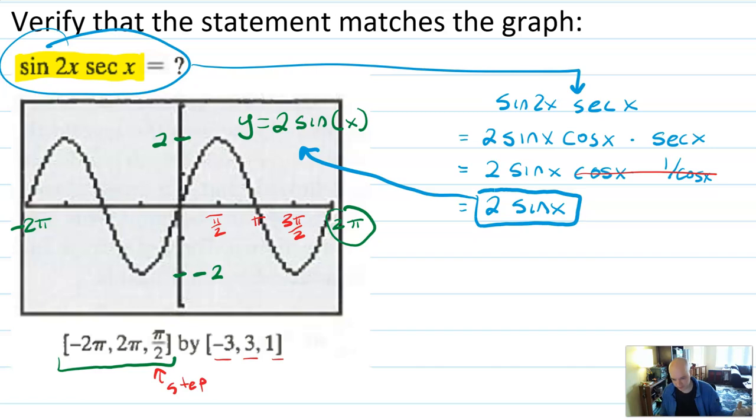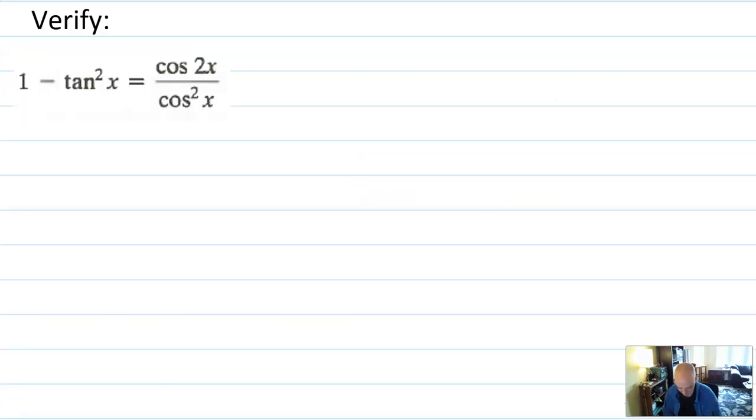So that's how you'd approach a problem like that. Just make sure you're looking very carefully at the graph. You're paying attention to things like amplitude and period, just in case there's a little change with the amplitude or the period. Okay, here's another identity.